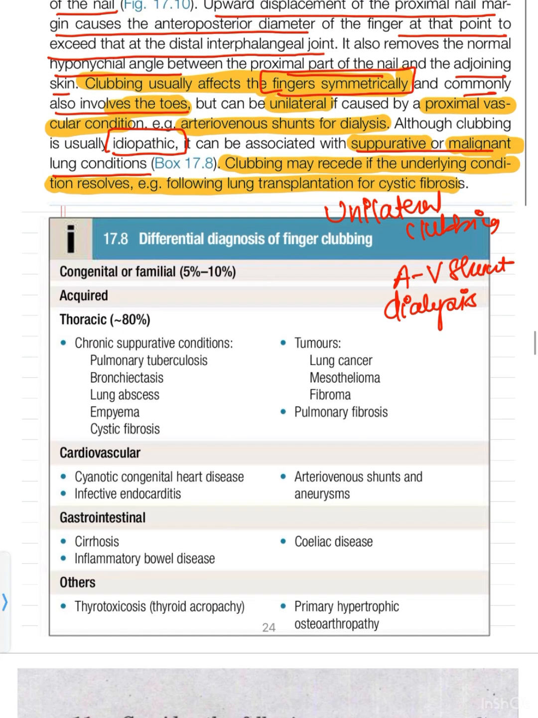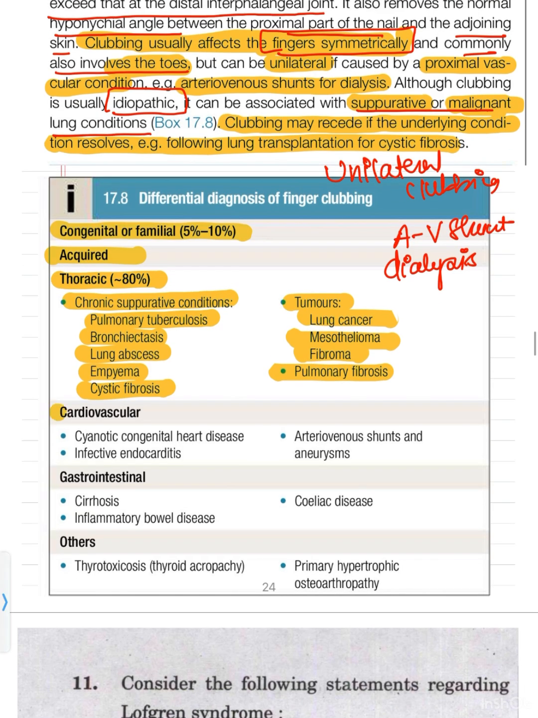So the differential diagnosis for finger clubbing is congenital or familial. We have talked about how it can be idiopathic in 5 to 10% of cases. In the case of acquired, the condition can be thoracic. About 80% can be chronic suppurative conditions, where there is pus formation, like primary pulmonary TB, bronchiectasis, lung abscess, empyema, or cystic fibrosis. There can be malignant conditions as well, like tumors such as lung cancer, or benign ones like mesothelioma, fibroma. It can also occur in the case of pulmonary fibrosis. In the case of cardiovascular conditions, it is cyanotic congenital heart disease like tetralogy of Fallot, or infective endocarditis, you can see it, or arteriovenous shunt or aneurysm, for example, as we have talked about in the case of dialysis.